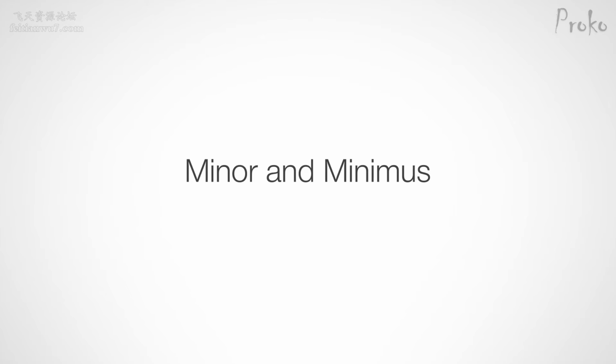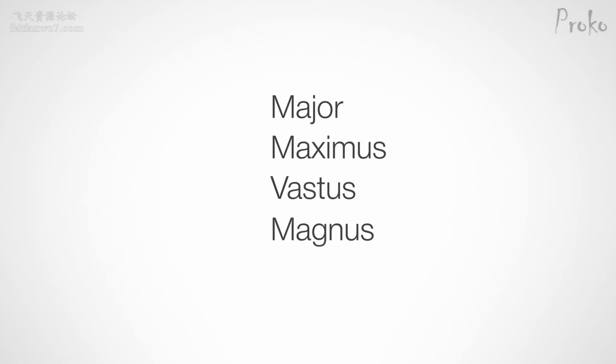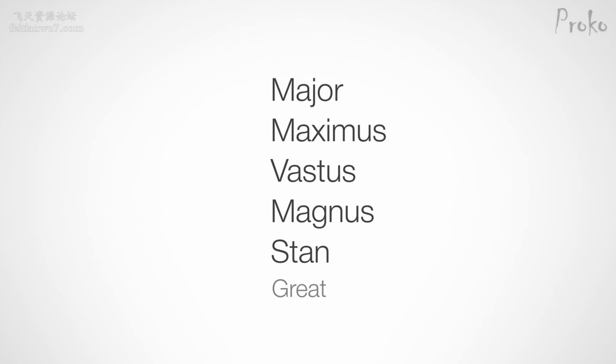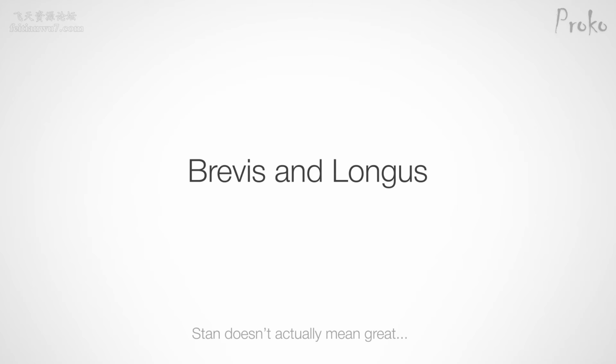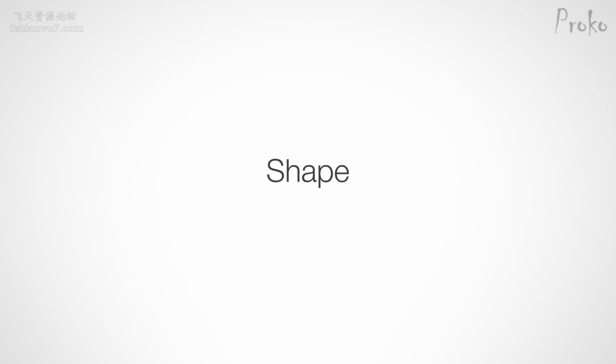You'll see a lot of words that describe a muscle as being big or small. Minor and minimus both describe small muscles. And then major, maximus, vastus, magnus, and Stan all basically mean great. Similarly, brevis and longus describe short and long muscles. Some words will describe the shape of the muscle.